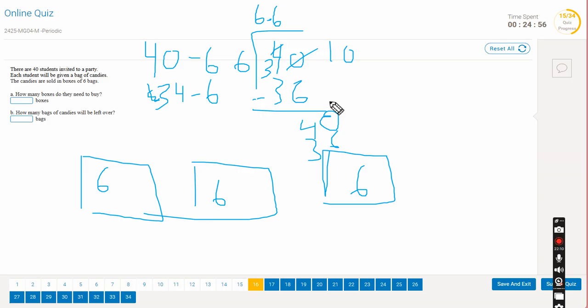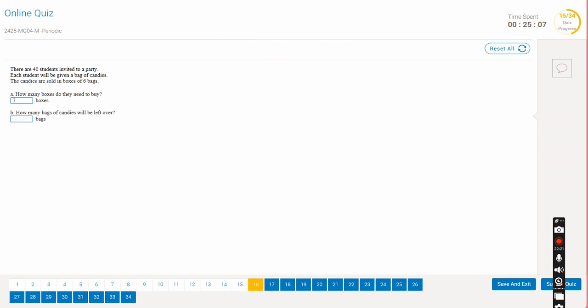So if you're repeating 6, 6, 6, of course, they're not going to be getting 6 and a quarter of a box. So they won't be getting like 6 boxes, and then there will be like a half box. You have to get completely 7 boxes, so they don't miss out any student. Now, how many bags of candies will be left over? Because remember, 7 times 6, you get 42. So there will be 2 bags left over.